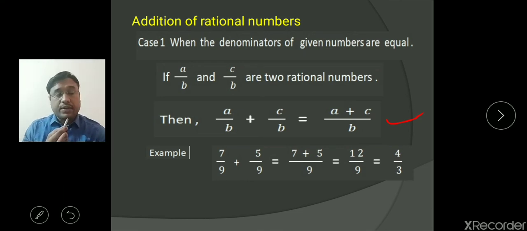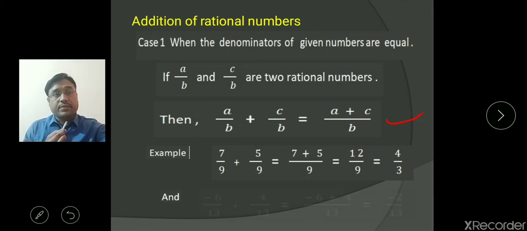For example, 7 by 9 plus 5 by 9 is equal to 7 plus 5 divided by 9. So this is 12 by 9, which means 4 by 3. So add their numerators because their denominator is the same. Add the numerators 7 and 5 and divide the sum by the common denominator 9. So it is 12 by 9, which means 4 by 3.